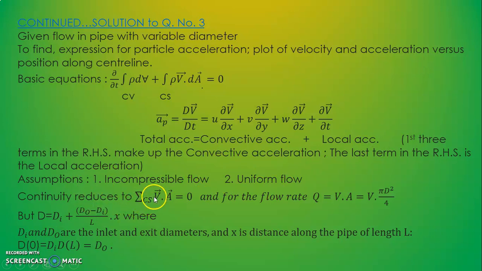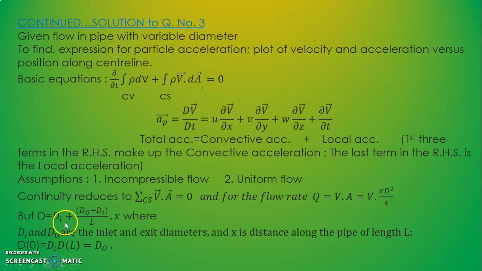So the continuity reduces to summation over the control surface of V vector dot A vector is equal to 0. This is obtained on further simplification of the basic equation or the continuity equation. And also for the flow rate, Q is equal to V into A, which is equal to V into pi D square divided by 4. This is the area, this is the velocity.